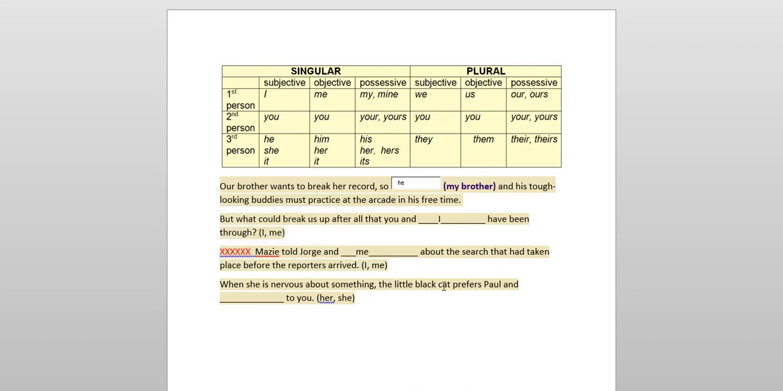All right, for this one we have another case. For subjective, we're only looking for where we can use I. When she is nervous about something, the little black cat prefers Paul and her or Paul and she to you. All right, so what are we doing here? Verb prefers, right? And so am I looking for a pronoun that prefers? No, because it's the cat who prefers, right? The cat's the subject of prefers. And so I need the object of prefers. The cat prefers, so I go to my objective case. What's the object that I can use here? The cat prefers me to you. And so again, not a subjective case pronoun.